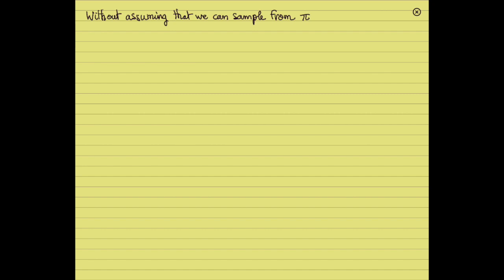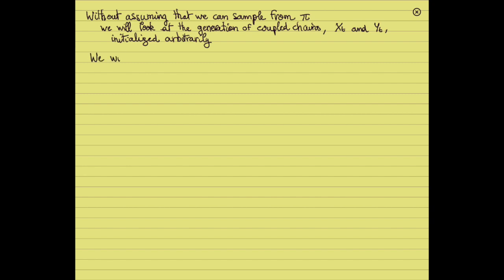So without assuming that we can sample from pi, we will still be interested in coupled chains. And so we will start by looking at the problem of generating coupled chains on the computer, so implementing a coupling of Markov chains that will be denoted by X_t and Y_t, like before, but those ones are initialized arbitrarily. And so we won't assume that any of those chains are started from pi. We will in fact often assume they are all started from pi_0, the initial distribution of the chain that might not be very close to pi.